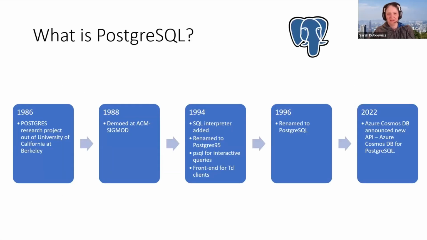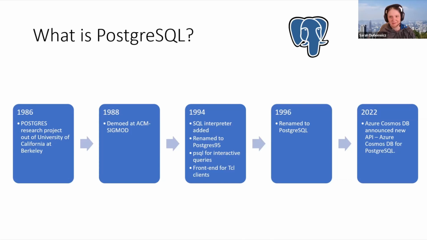Okay. So what is Postgres? If you're coming at the relational world from something like SQL Server or MySQL, Postgres is in the relational world. It's been around for quite a long time, as you can see with the slide. The timeline is from 1986. It started out as a research project at UC Berkeley. In '88, you'll see it's at ACM SIGMOD, so we're talking an academic conference, the Association for Computing Machinery. In '94, they had a SQL interpreter added, and they renamed their project from Postgres to Postgres95.